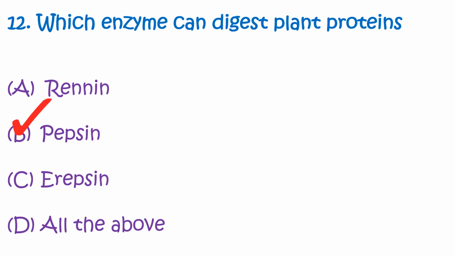So rennin is an enzyme which is normally utilized to digest milk proteins, especially caseinogen, into smaller components of casein. Pepsin is an enzyme that converts protein into smaller peptides, and thus it helps in digesting the plant proteins which are normally taken up from the food that we ingest. Erepsin is an enzyme that digests peptones into amino acids, and it is secreted by the intestinal glands and pancreas.